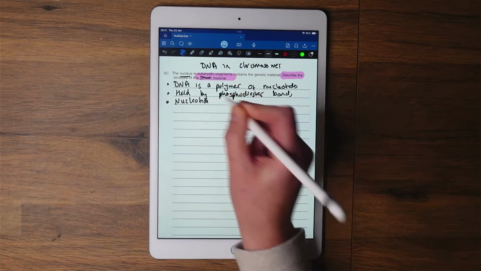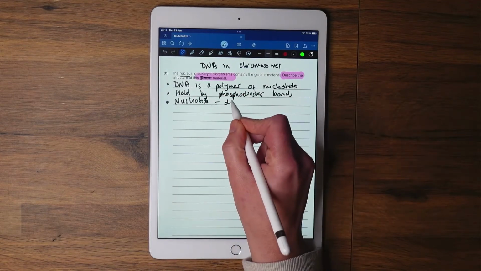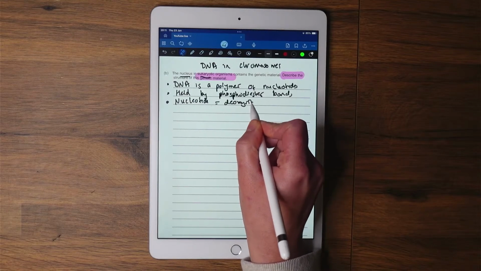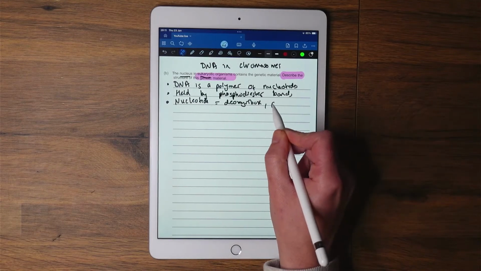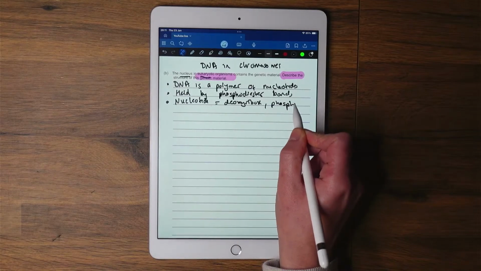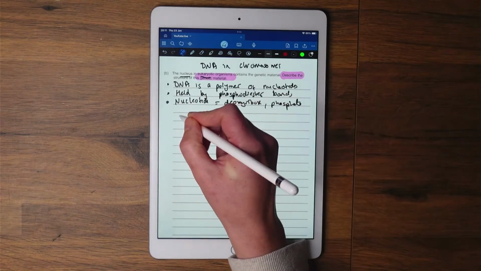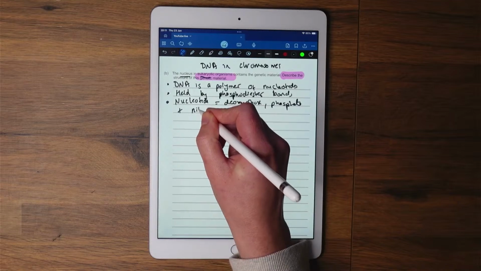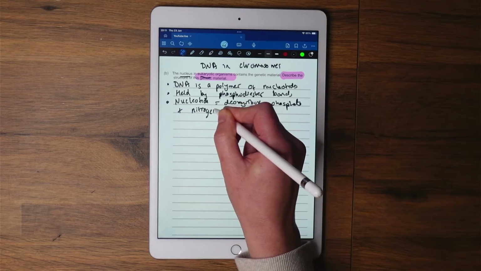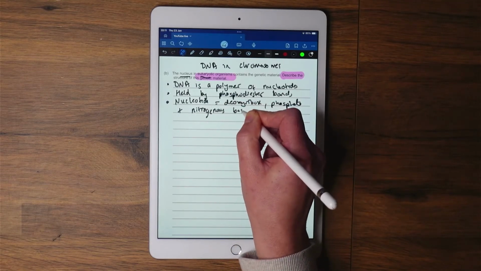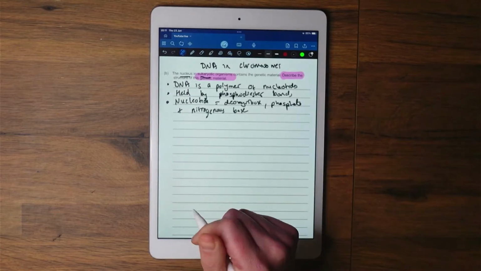I'm actually going to talk about the nucleotide itself because that's also part of the structure. So nucleotide equals deoxyribose, phosphate, and nitrogenous base. Right, this is 6 marks, we're up to 3.